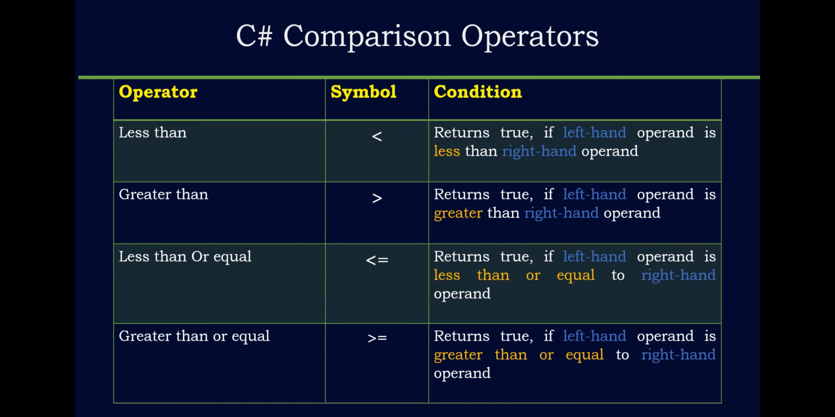Here is the table that compares these operators. Let's take the example of the less than operator. Here is the symbol. And this returns true if the left hand operand is less than the right hand operand. You can refer to this table to find out the information on other operators. Now I'm going to show you the practical example.